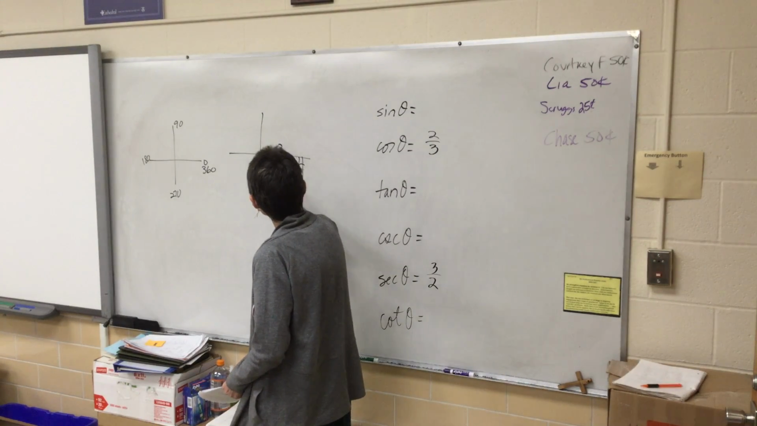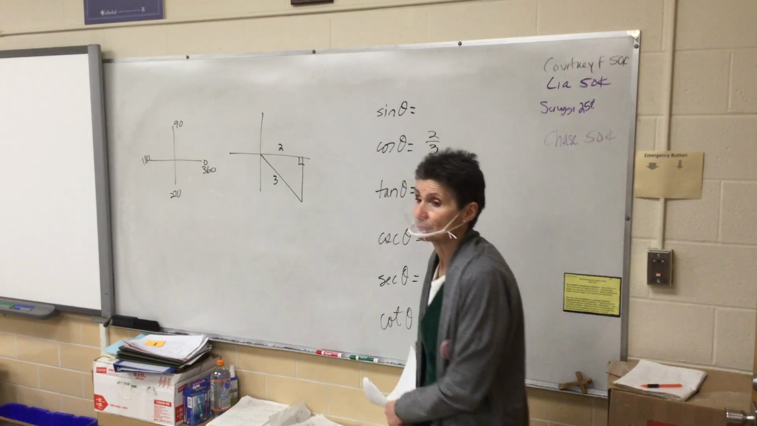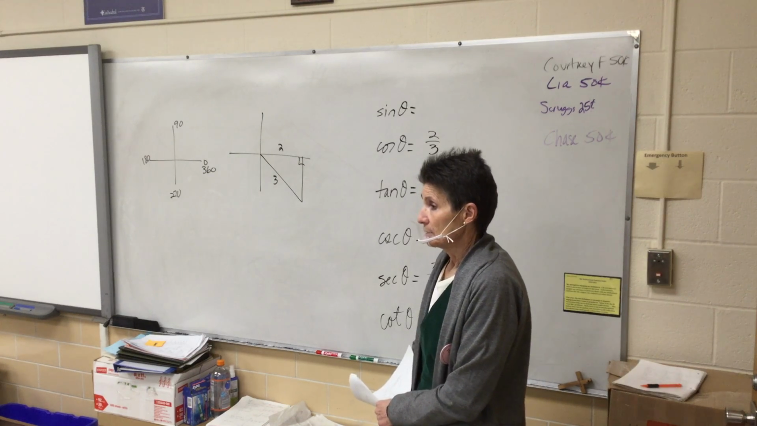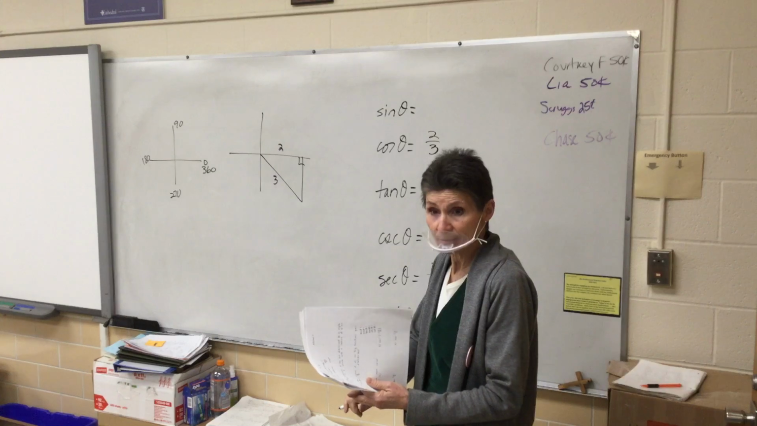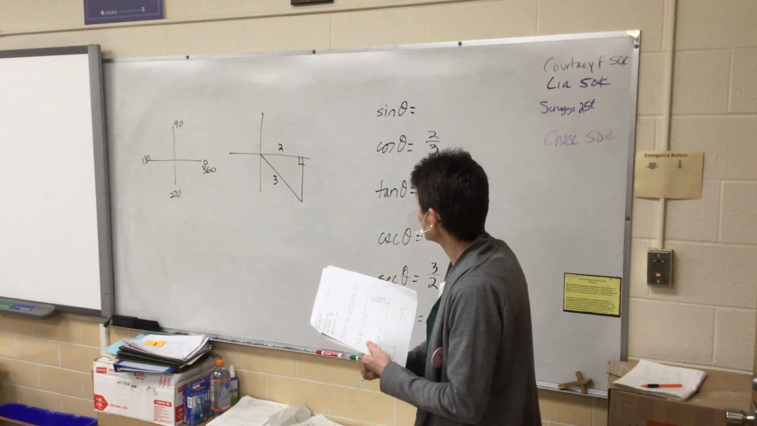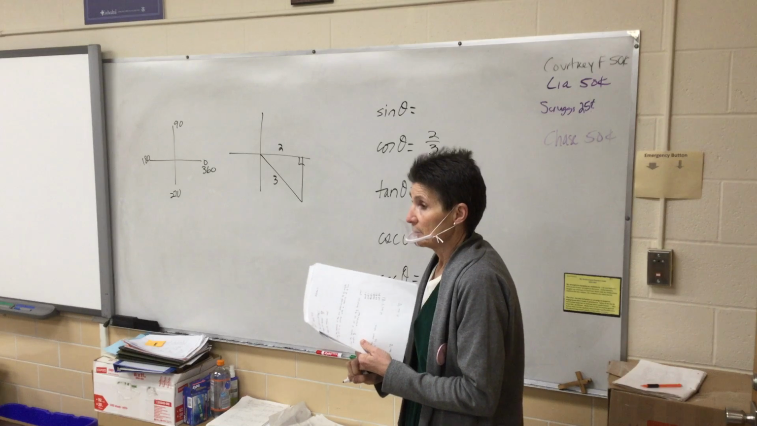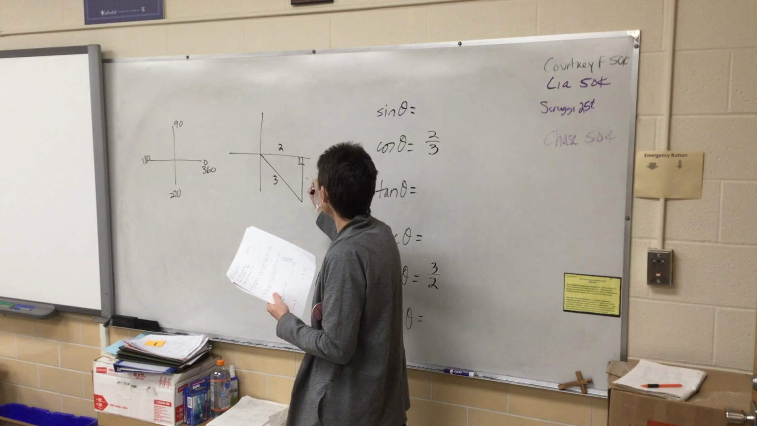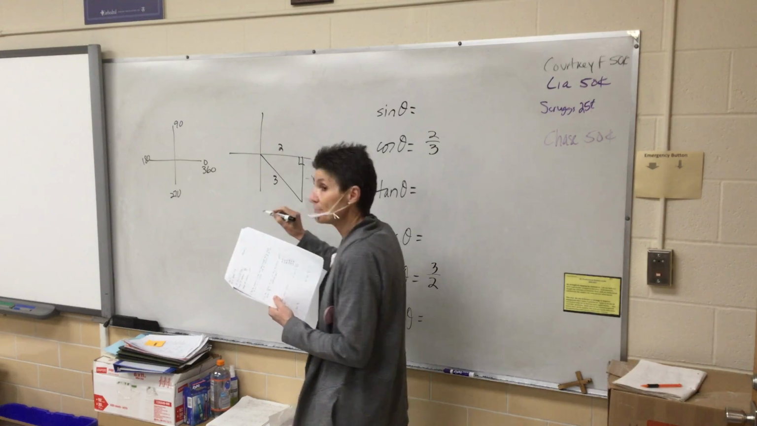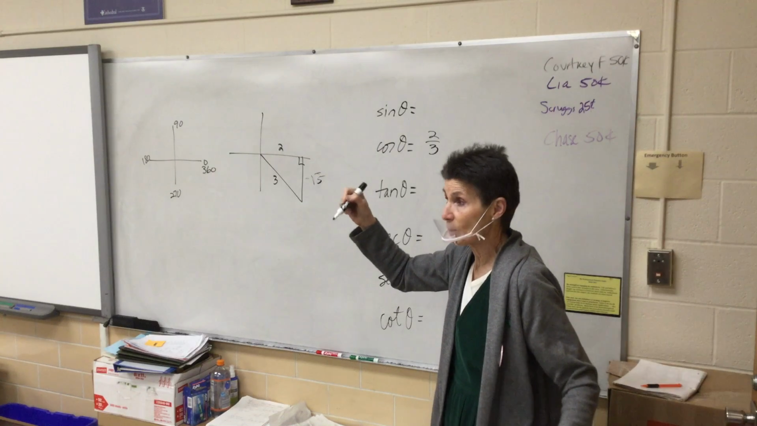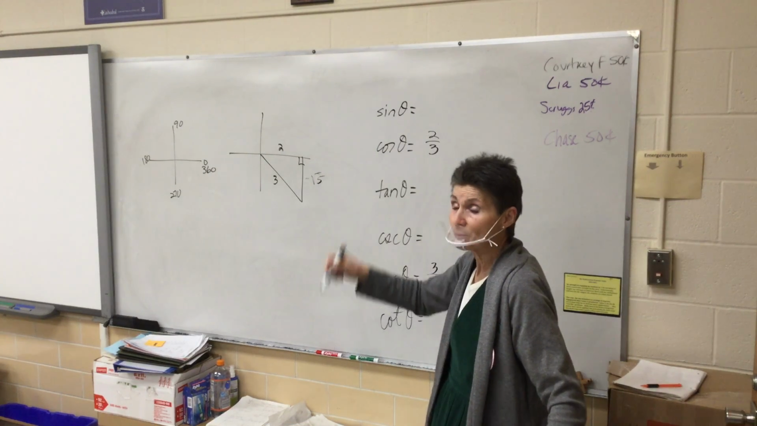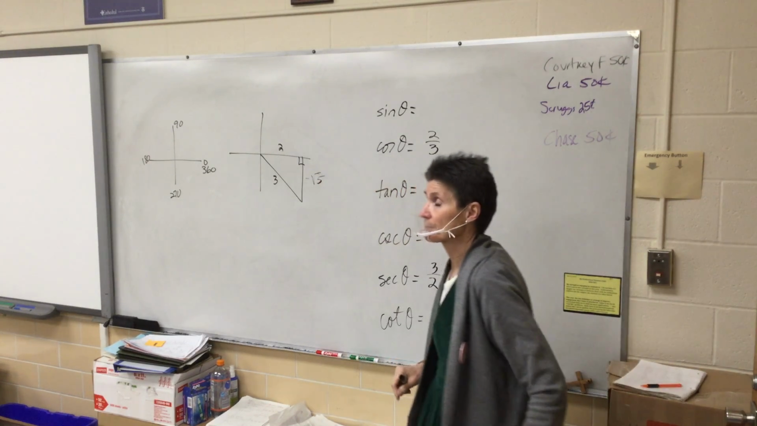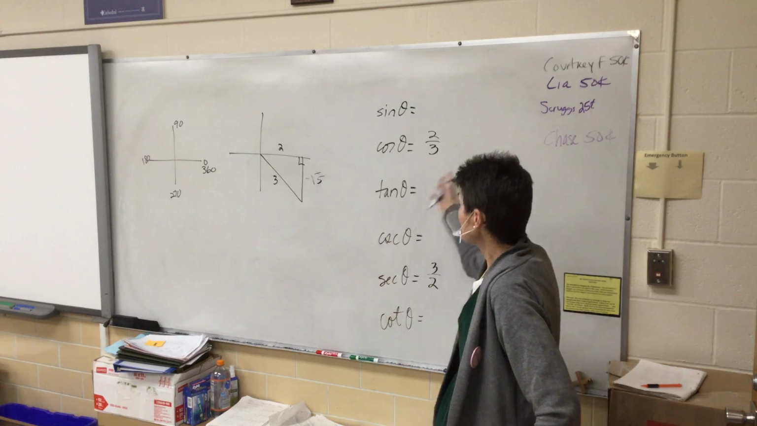Cosine is adjacent over hypotenuse. So somebody said we're going to draw a picture and do the Pythagorean Theorem, so we're ready to do the Pythagorean Theorem now. A squared plus B squared equals C squared. Indeed, and make it negative. It's actually negative root 5. Does everybody recognize why it's negative? Going down. It's going down. Quadrant 4, y is negative.